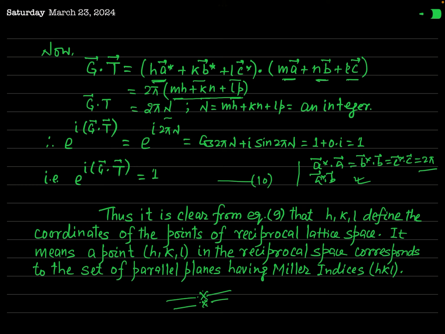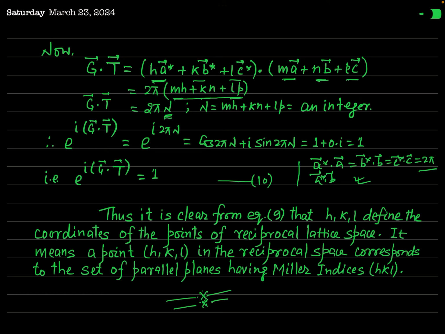So what you are getting, you can see that we find the scalar product of G and T, where T is the translation vector in direct lattice space and G is the reciprocal lattice vector. The scalar product of this is just an even multiple of pi, or you can say an integral multiple of 2 pi. n is an integer, so you can say that G dot T is equal to an integral multiple of 2 pi.